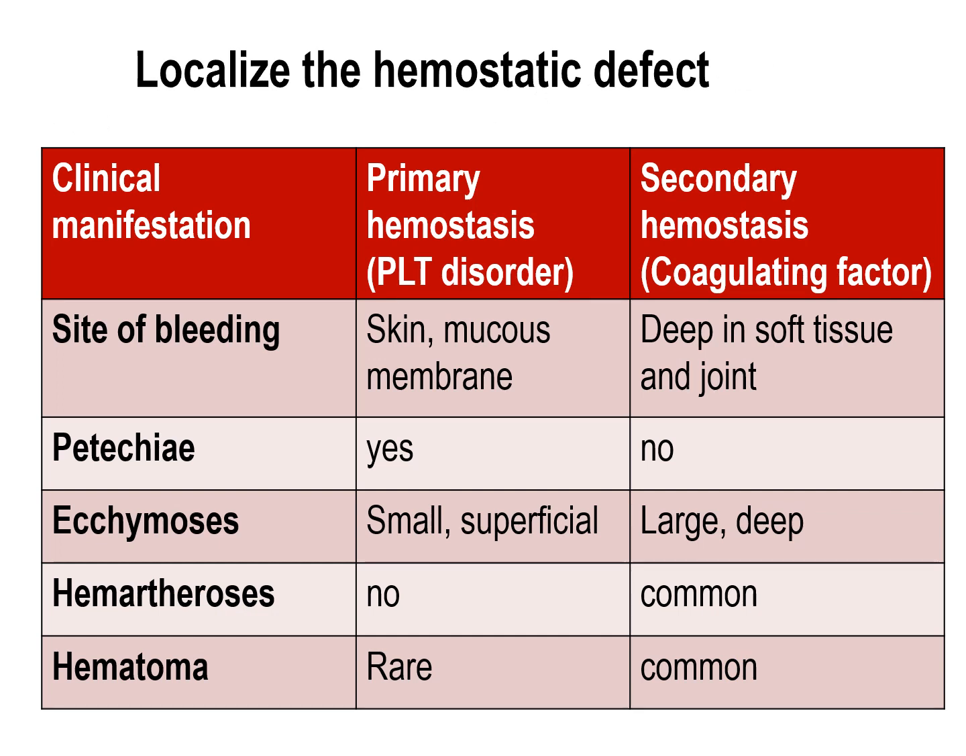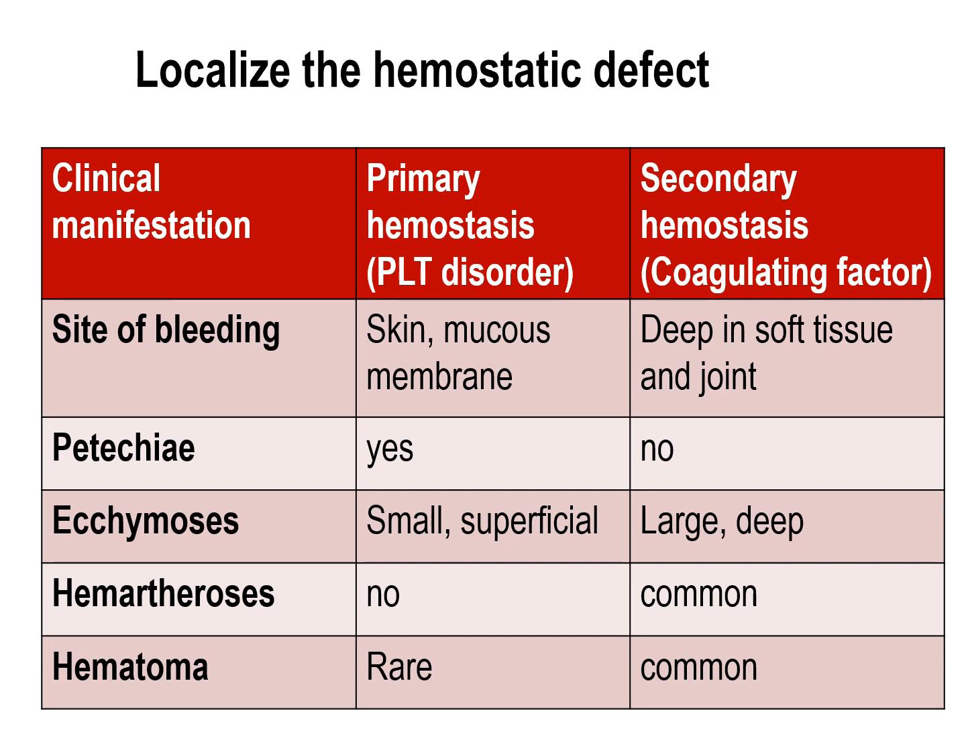How can we localize the hemostatic defect, whether it is primary or secondary? As we mentioned, primary means platelet disorder and blood vessel, while secondary is coagulation factor defect. From the clinical manifestation, the site of bleeding is usually mucocutaneous in primary hemostasis, while it is deep in soft tissue, joint and muscle.